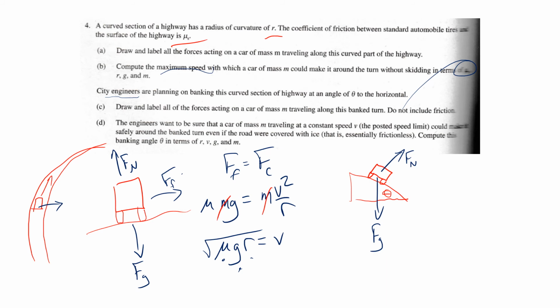Okay, the engineers want to make sure the car of mass m traveling at a constant speed v, which is, of course, supposed to be the speed limit, could make it safely around the banked turn even if the road were covered in ice, essentially frictionless. Compute this banking angle in terms of those letters there.